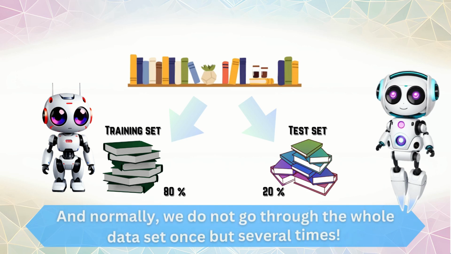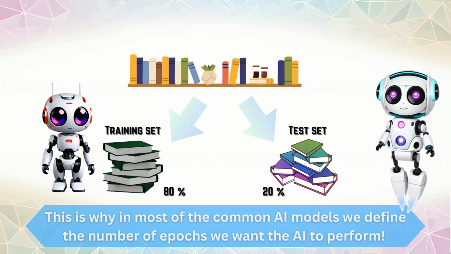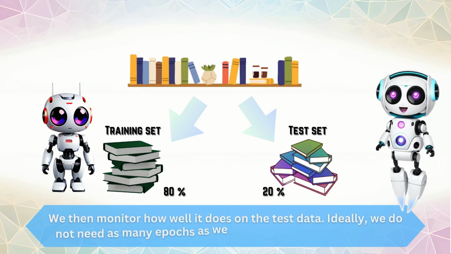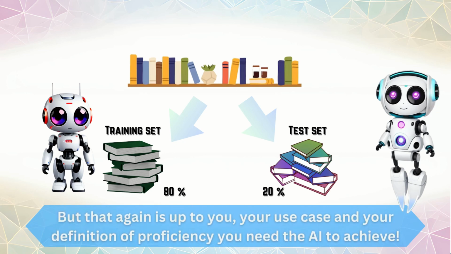And normally, we do not go through the whole dataset once, but several times. This is why in most of the common AI models, we define the number of epochs we want the AI to perform. We then monitor how well it does on the test data. Ideally, we do not need as many epochs as we thought for it to be proficient. But that again is up to you, your use case and your definition of proficiency you need the AI to achieve.